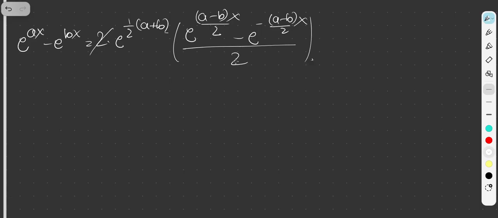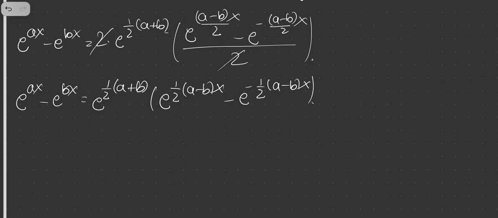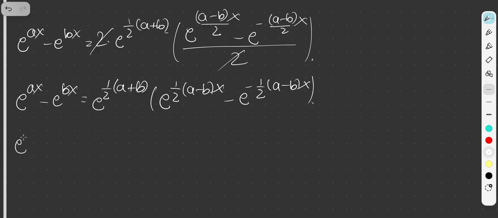And again, we just got rid of these 2's. Okay, and we have e to the ax minus e to the bx equals e to the 1 over 2 times (a plus b) times e to the 1 over 2 (a minus b)x, minus e to the minus 1 over 2 (a minus b)x. Now in the next step, I'm going to multiply this right over here and right over there as well. Okay, let's see what we get.